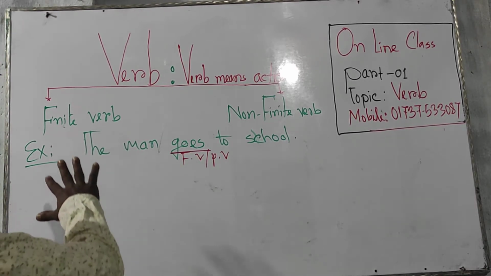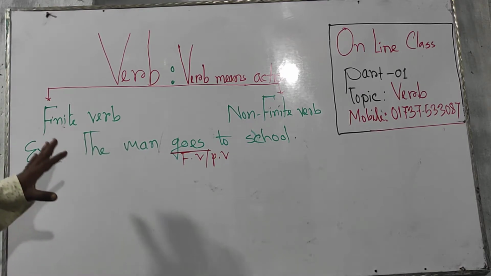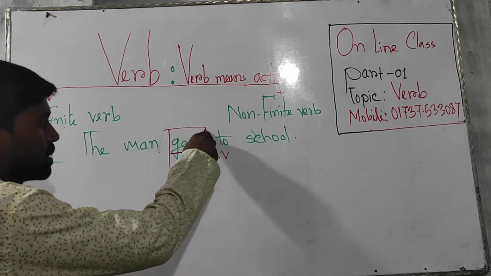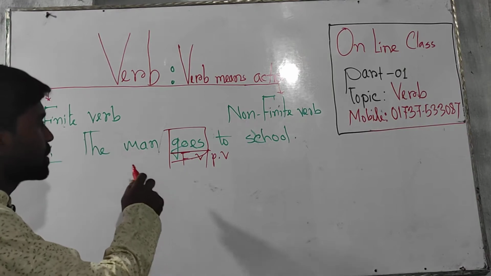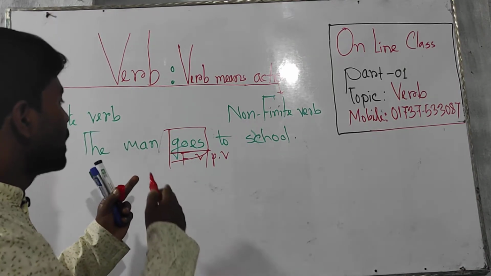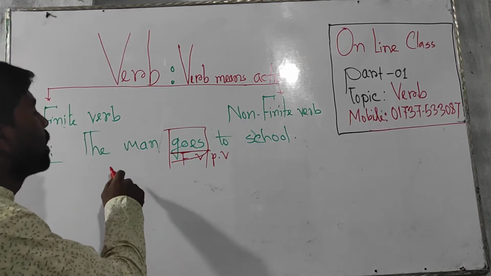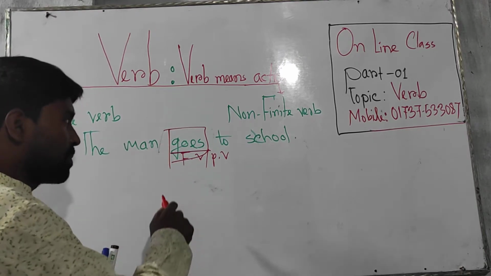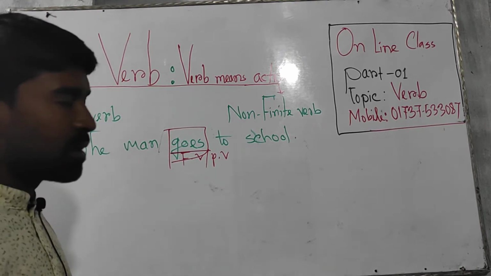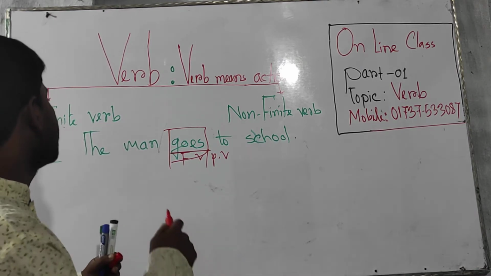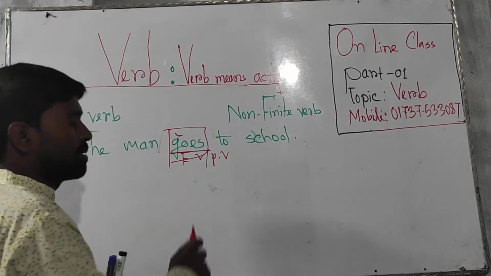Okay, dear viewers, now I am giving you the example of finite verb. The man goes to school. Here I give you the example. The man goes to school. Here we find that the verb is goes. Without the verb go, we cannot find out the full meaning of this sentence. So go is the verb. This verb completes this sentence, and that is why we call it finite verb.